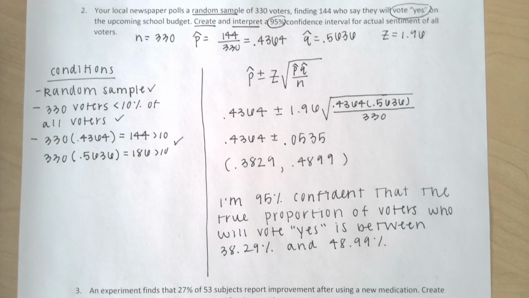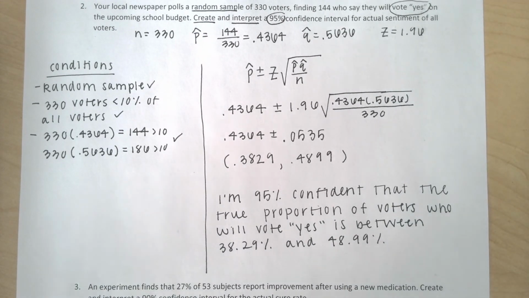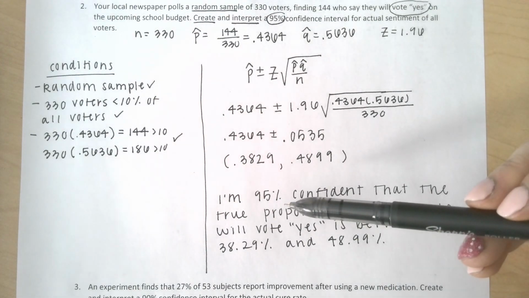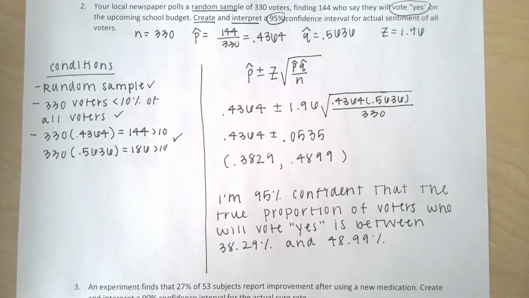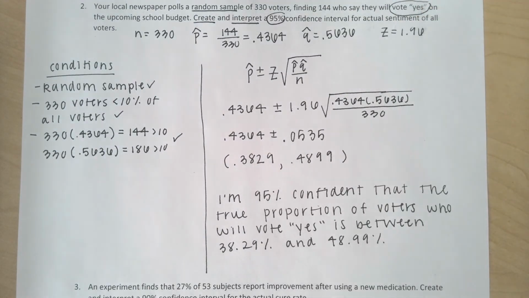Okay, so we are pretty sure when they count up all of these votes here that we're going to get yes votes somewhere between 38% and 49%. So basically what we found here is we're pretty sure, we're 95% confident that this new school budget is not going to pass because more than 50% of people are not going to vote yes.